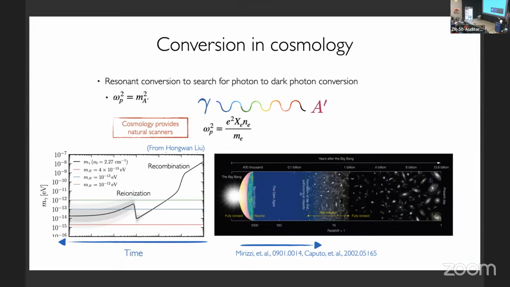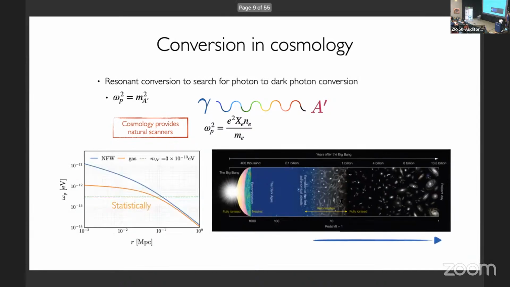So in this plot, you see that from recombination all the way to today, you scan basically 6 to 8 orders of magnitude of plasma frequency or photon mass for which this conversion can happen at a different time. There is a second scan, which happens mostly at a late time after structure growth. This is basically a halo density profile. The orange is the electron density profile. And depending on your dark photon mass, you will be converting at different locations inside the halo.